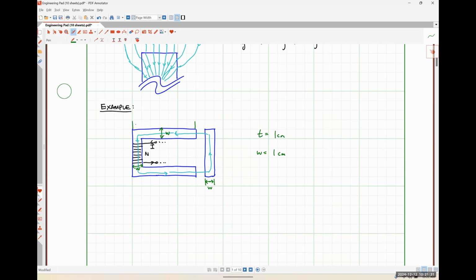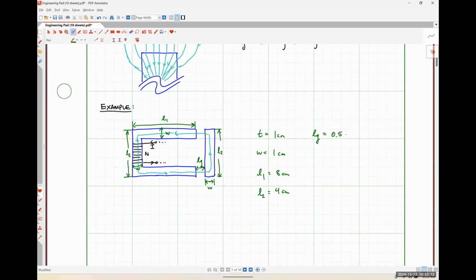Let's call this length up here L1, where L1 is 8 centimeters. Let's call this length here L2, where L2 is 4 centimeters. And this section also has a length of L2. And lastly, let's define our air gap distance here, LG, as equal to 0.5 millimeter.